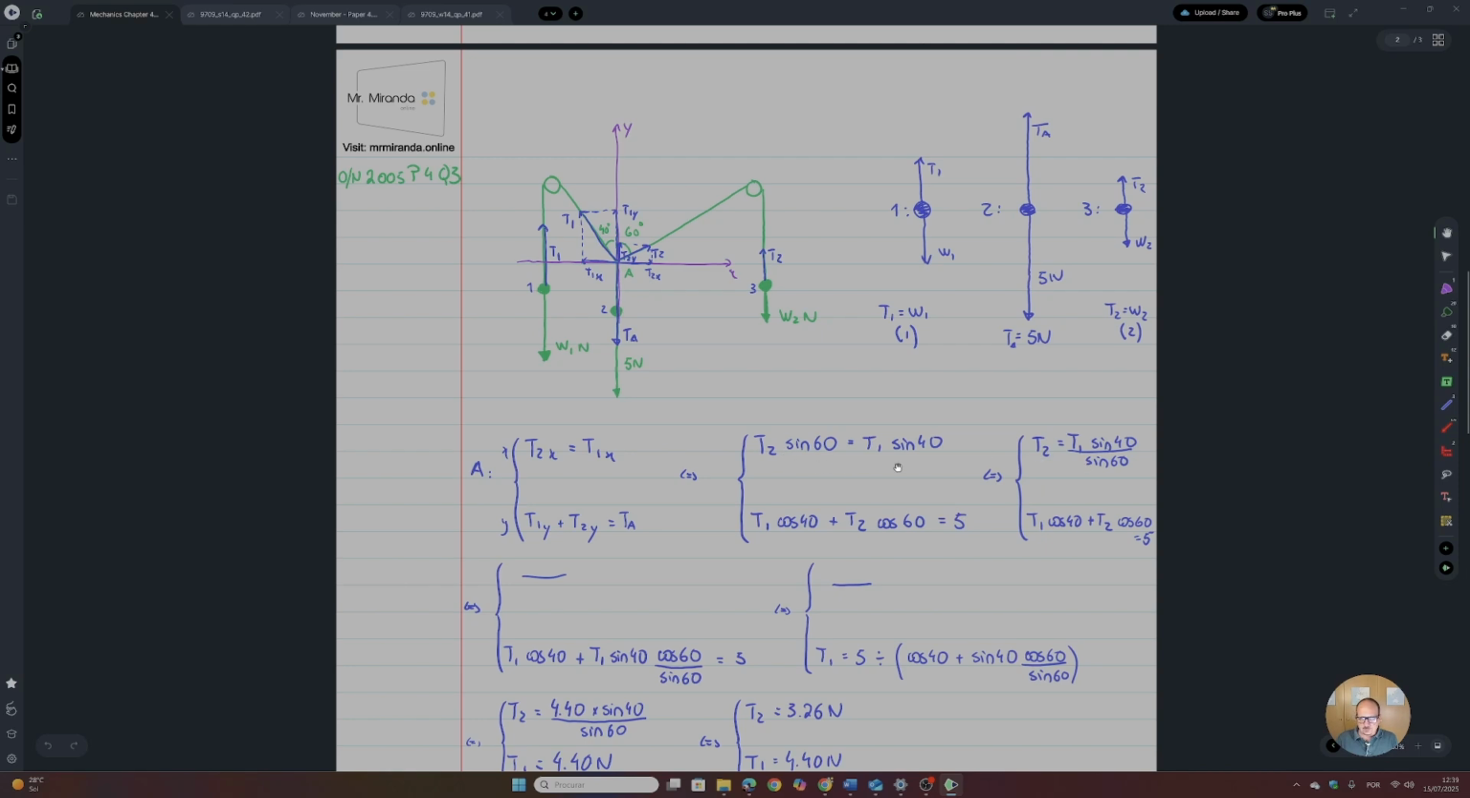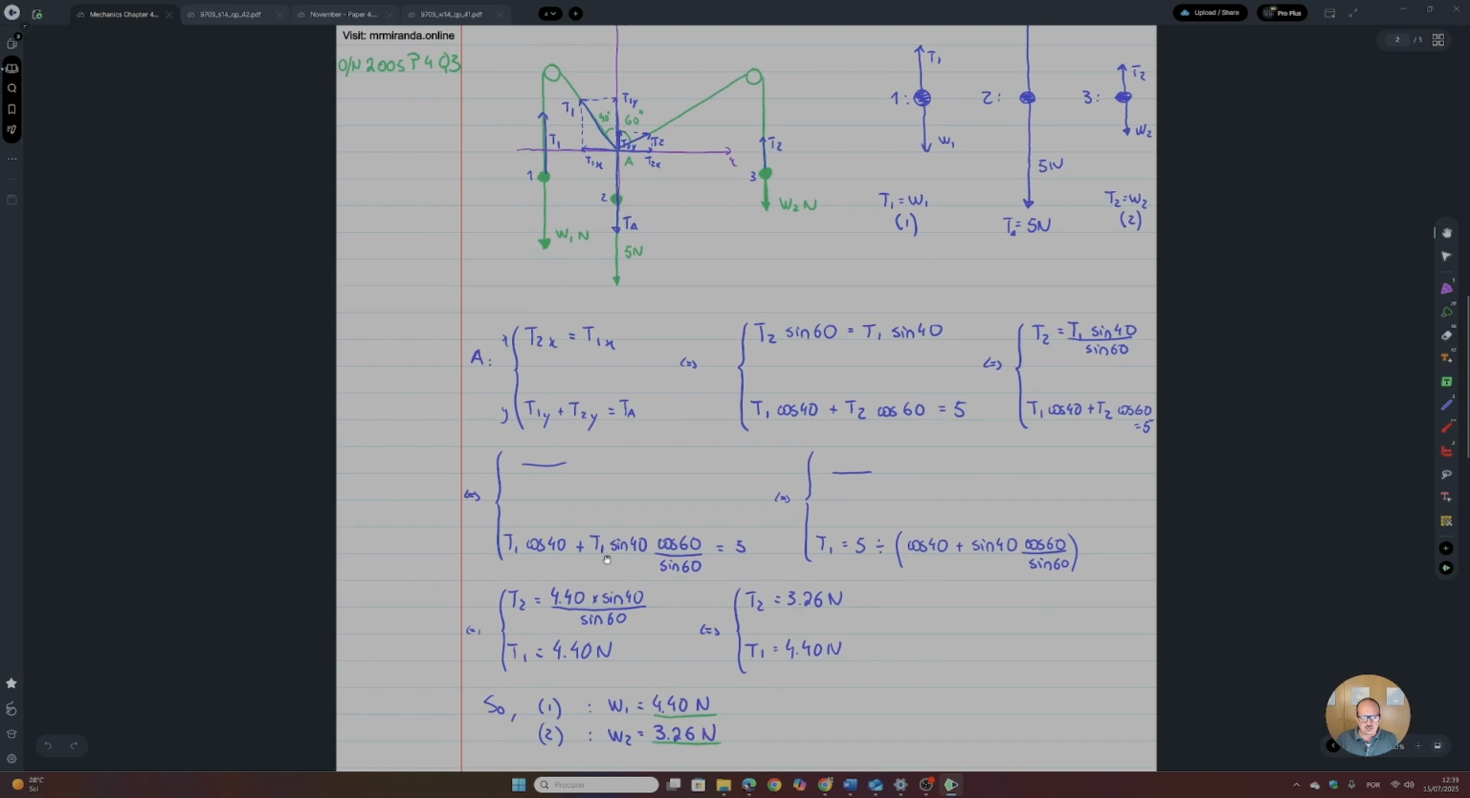Okay, so I solved this in terms of T2. I substituted that here underneath, all right. I then solved this for T1. I got a value. I substituted on top where I left it, and I have a value also for T2. And final answer, I know from the very beginning that T1 equals the weight 1 and T2 equals the weight 2. So here you have them. Okay, are you getting this?